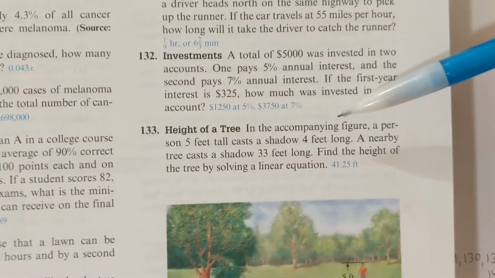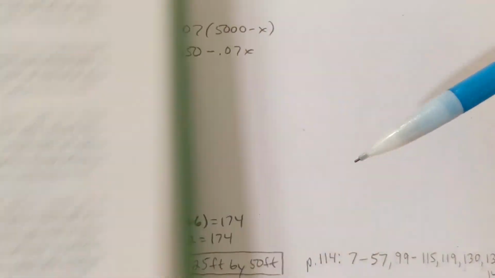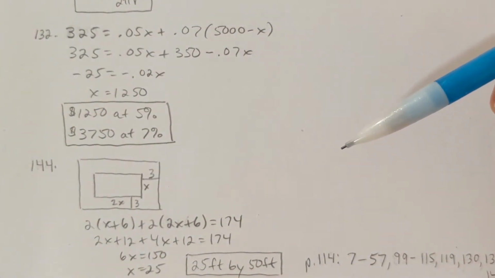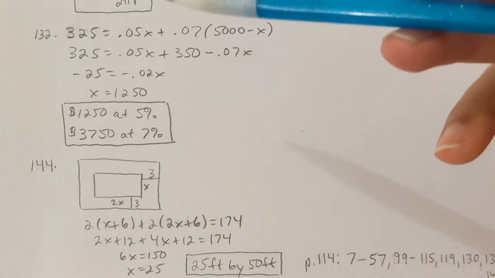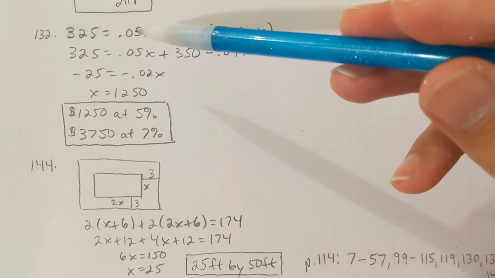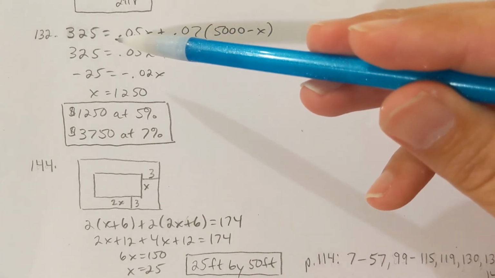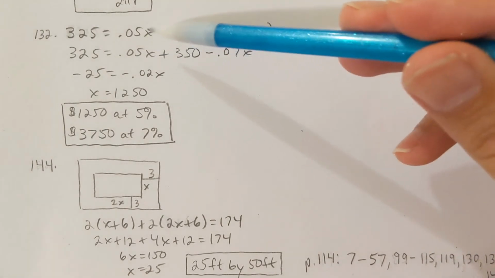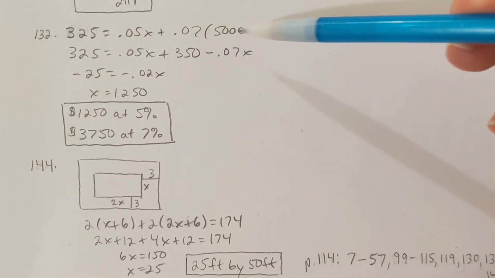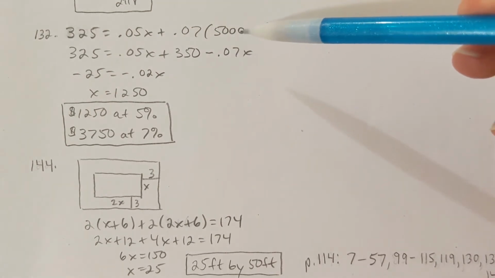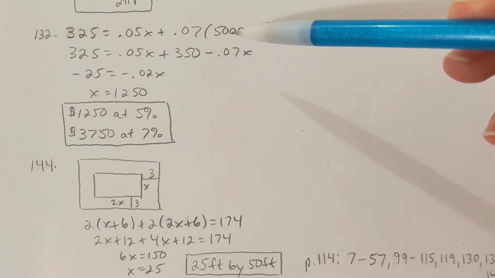Okay, so the problem is mainly dealing with the interest, which is $325. So I've got interest from one account paying 5% and interest from a second account paying 7%. How much is there after 1 year?